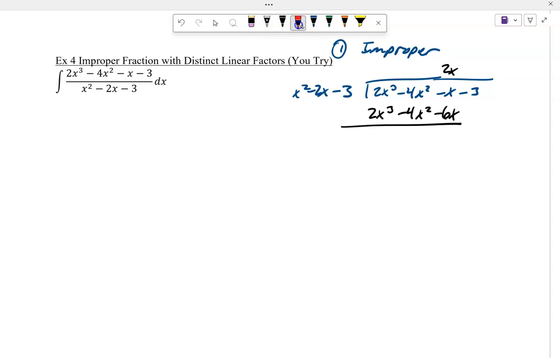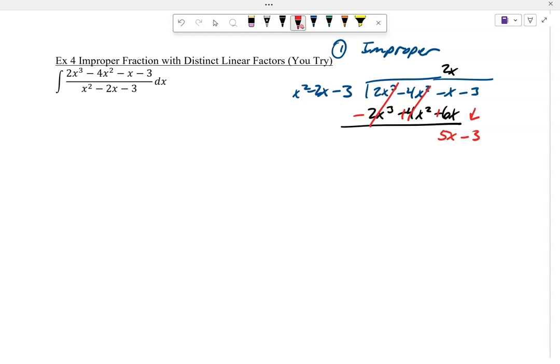Don't forget, you got to change all these signs, right? Because we're subtracting down. So that's gone. Negative 4x squared plus 4x squared, that's also gone. It looks like I got negative x plus 6x, so I got a 5x. Bring that down, minus 3. So there's our quotient there.